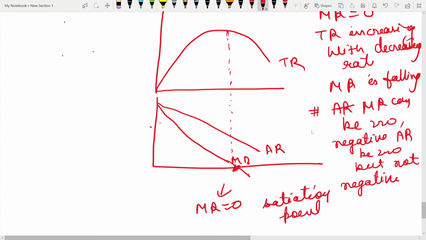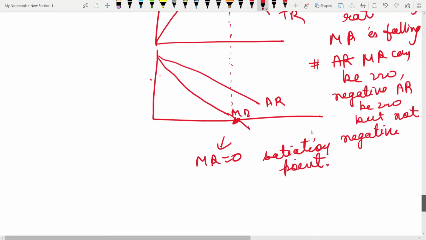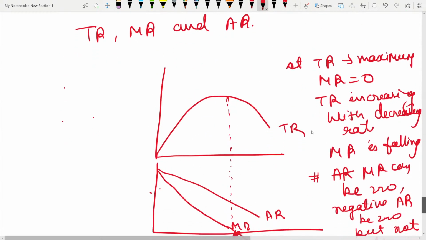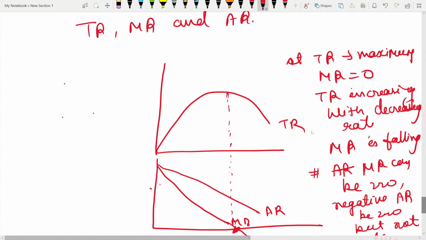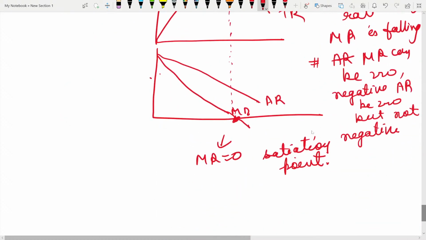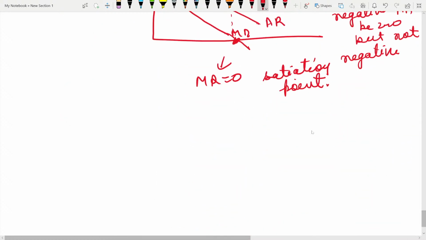Saturation point. Okay. So thank you so much. This is all about today, and one topic has been left, which I will complete tomorrow: the firm's revenue curve in different markets. What is the shape of the firm's revenue in different markets? We will talk about that. Okay. Thank you.